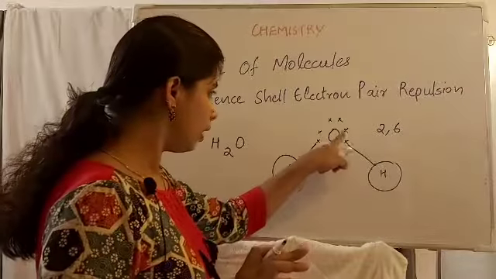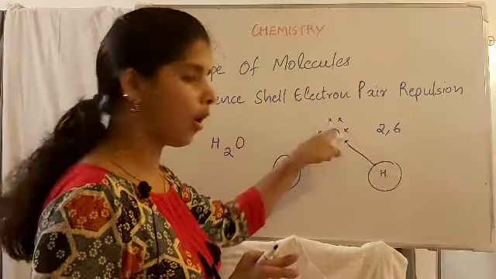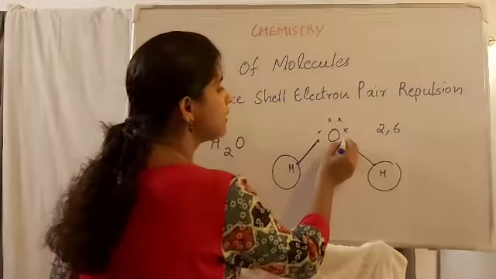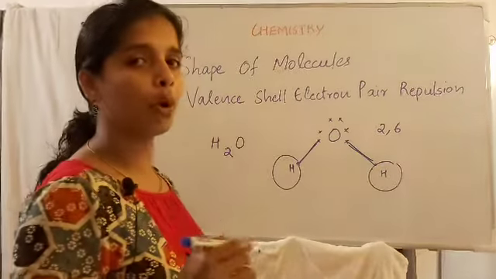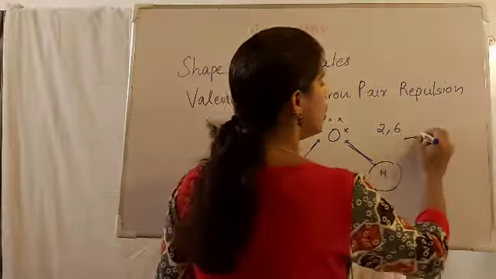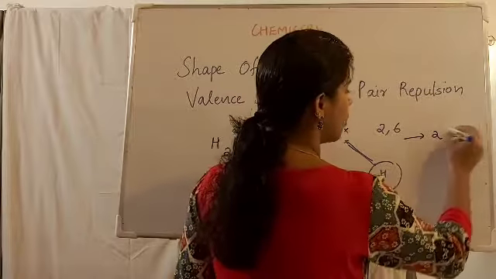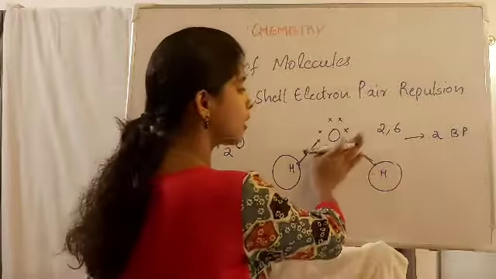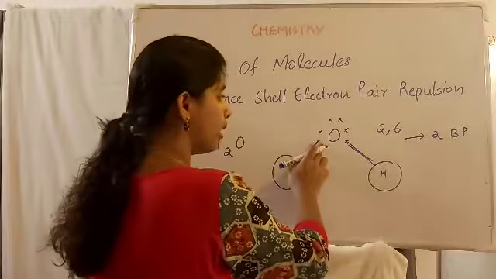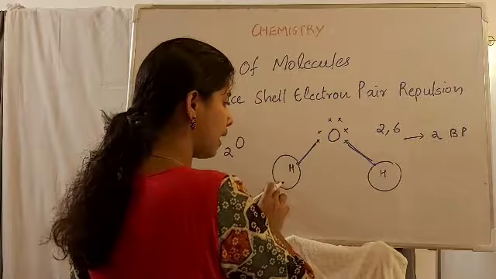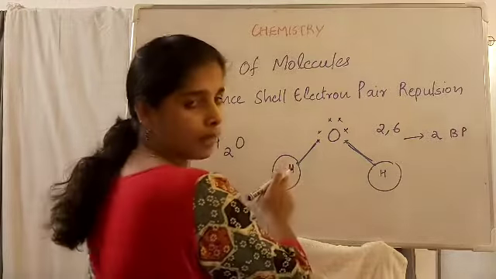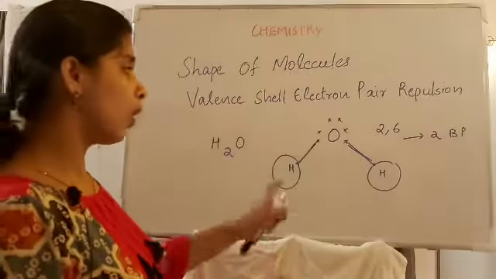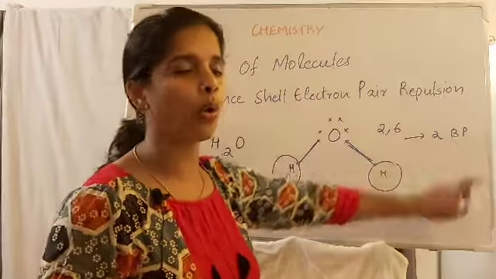Now consider this oxygen atom. This is one bond pair. This is another bond pair. So how many bond pairs are there? There are 2 bond pairs. One electron from oxygen and another electron from hydrogen constitute one bond pair, and one electron from this oxygen atom and one electron from this other hydrogen atom constitute another bond pair. So altogether there are 2 bond pairs.